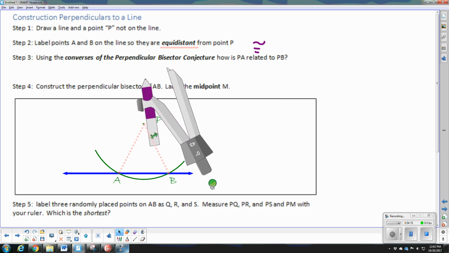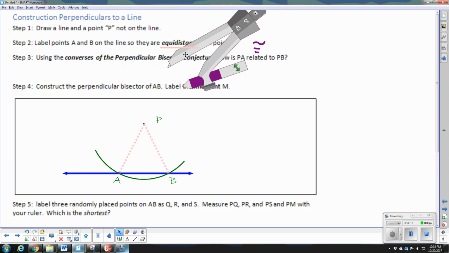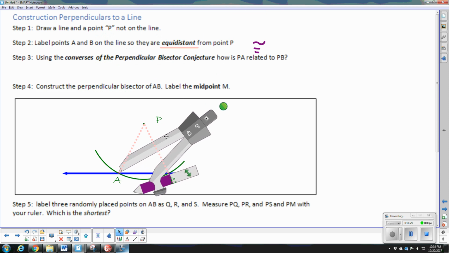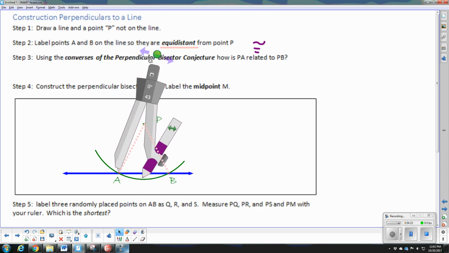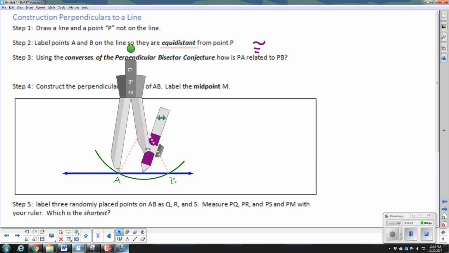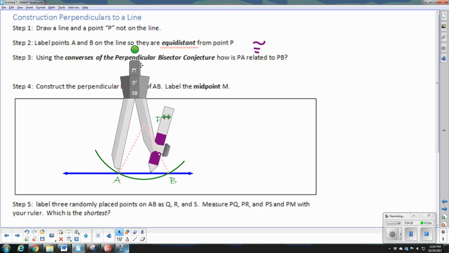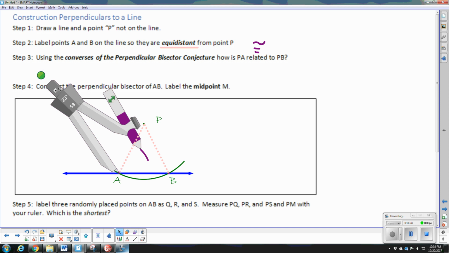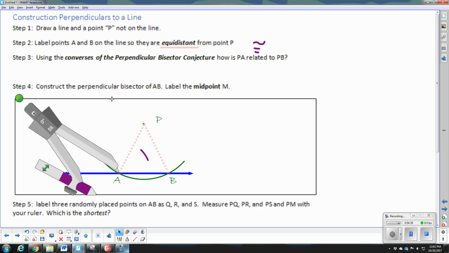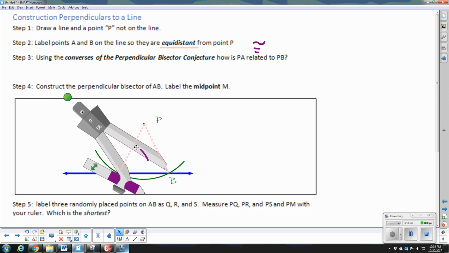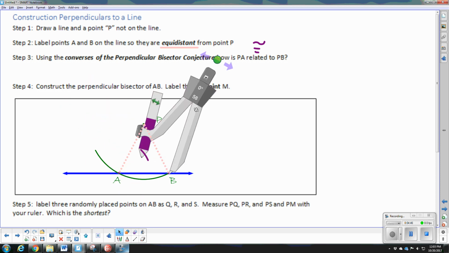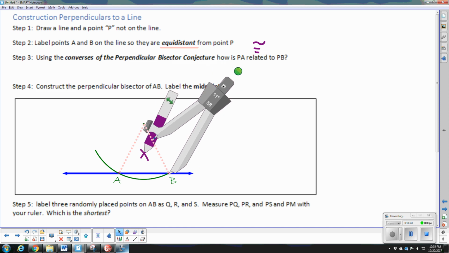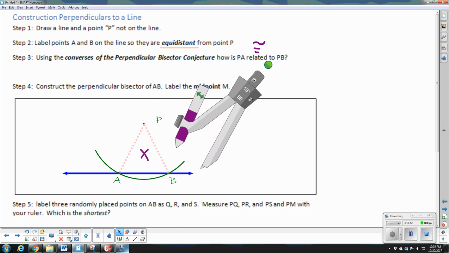Alright, so we have one point that's equidistant from A and B. Now we just need another point. It doesn't really matter what your compass setting is as long as it's at least halfway between A and B. So I'm just going to modify mine a little bit. And it can't be the same point as P. We already have that point. We need another point to form a line. So there's my first arc. Every point on that arc is equidistant from A. And here's my second arc. Now every point on this arc is equidistant from B.